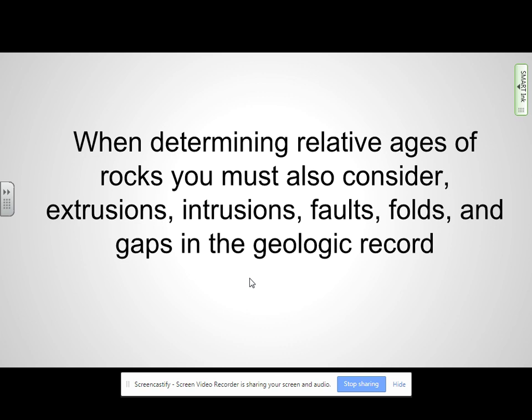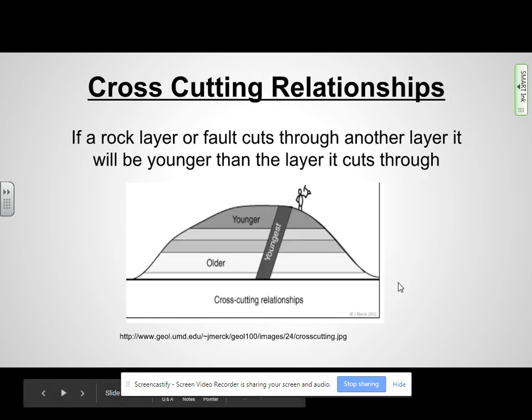So you don't have to write this down, but when you're determining relative ages of rocks, you also have to consider extrusions, intrusions, faults, folds, and gaps that could occur in the geologic record. So this you can write down. Sometimes you have things called a cross-cutting relationship, where a rock layer or a fault line cuts through another layer. It will always be younger than the layer it cuts through.